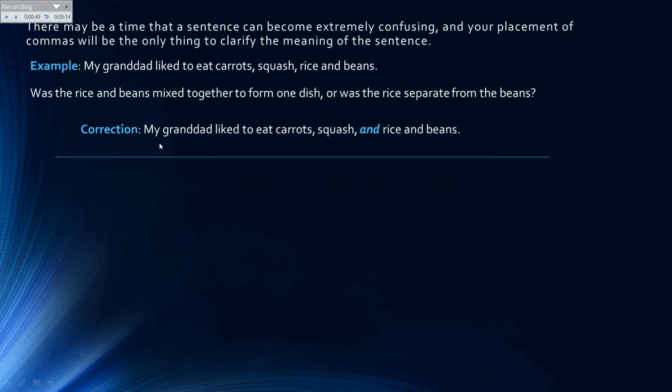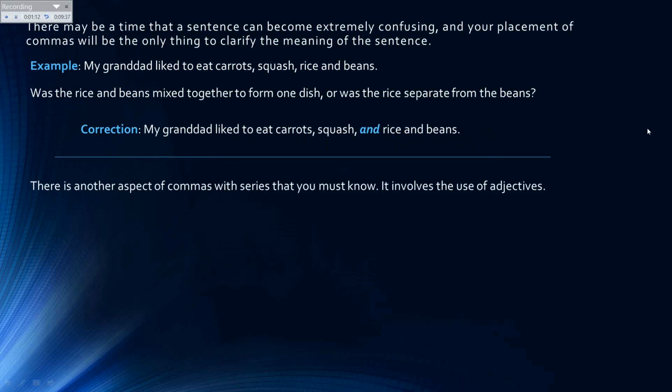So, we could say, my granddad liked to eat carrots, squash, with the comma, and rice and beans. Now I know for sure that the rice and beans, because it's separated from the other items, is actually one dish.